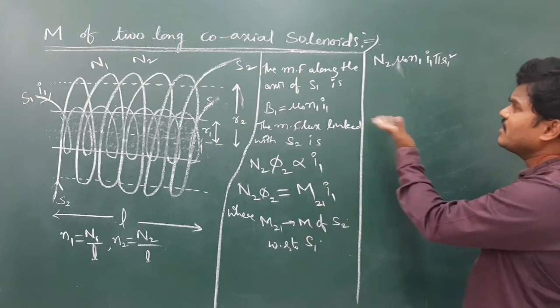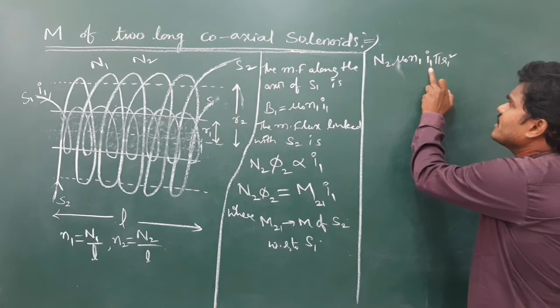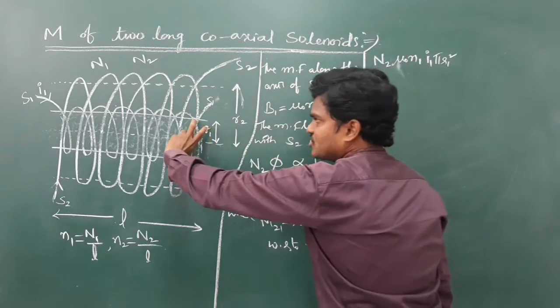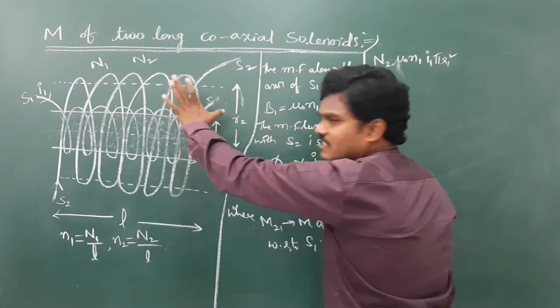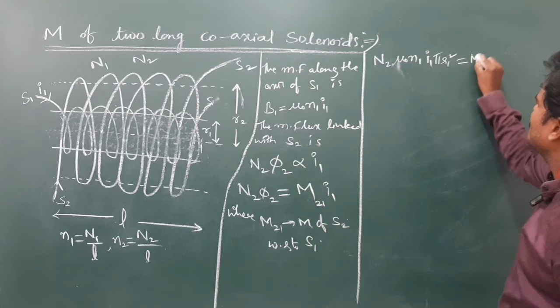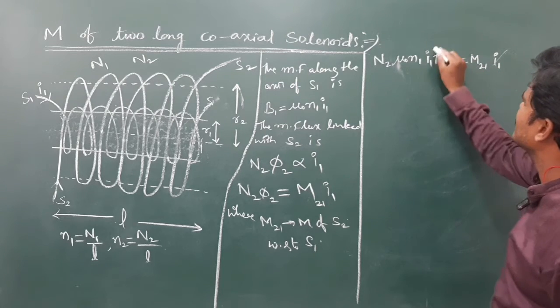If I write B1 A1, you may get confused. BA: B is mu naught N1 I1, and A is the area of the field region. Here the field is strong, and here it is weak, negligible. Now, this is equivalent to M21 I1. So I1 you can strike off.